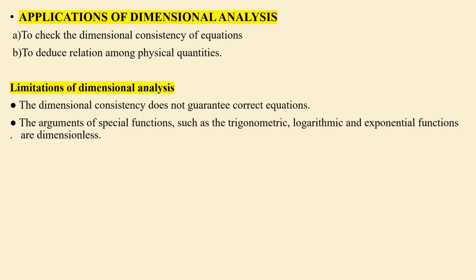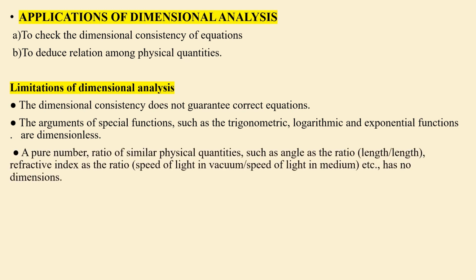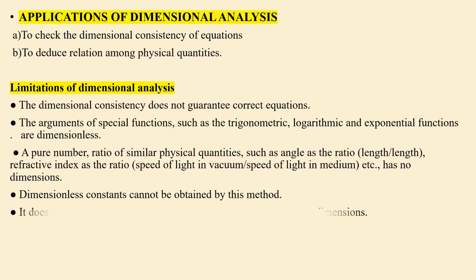The arguments of special functions, such as the trigonometric, logarithmic and exponential functions, are dimensionless. A pure number, or ratio of similar physical quantities, such as angle as the ratio of length by length, or refractive index as the ratio of speed of light in vacuum by speed of light in medium, has no dimensions. Dimensionless constants cannot be obtained by this method. It does not distinguish between physical quantities having the same dimensions.